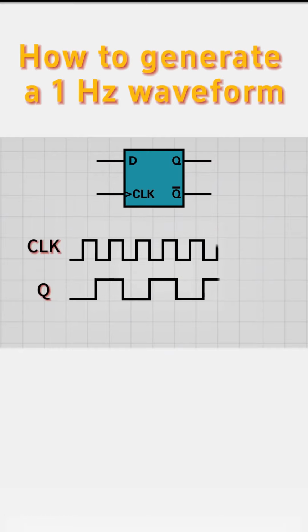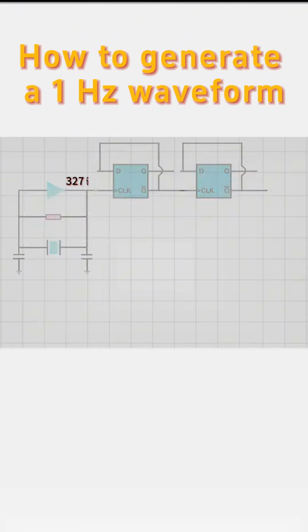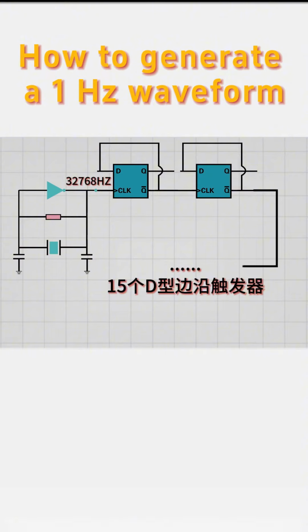However, the output waveform is half as dense as the clock input, thus achieving frequency division. For example, if the input is 2 Hz, then the output Q will be 1 Hz. So, when we connect 32,768 Hz to the input of the flip-flop, it can output a frequency of 16,384 Hz. Then we connect 15 D-type edge-triggered flip-flops, and it can output a fairly accurate 1 Hz frequency.